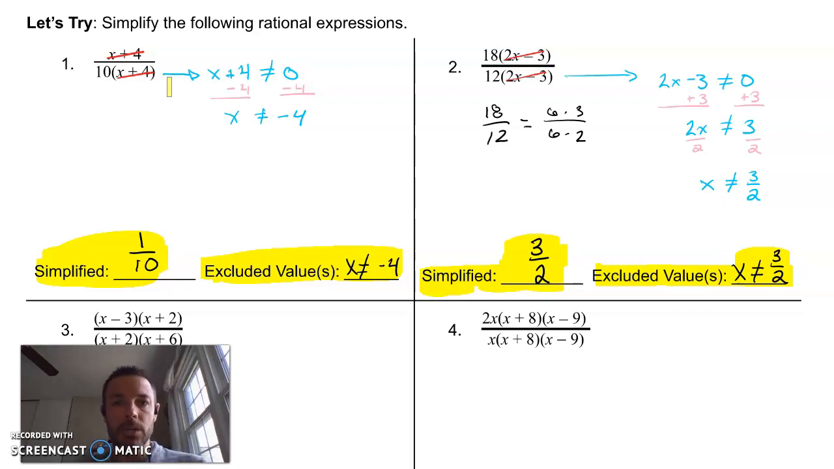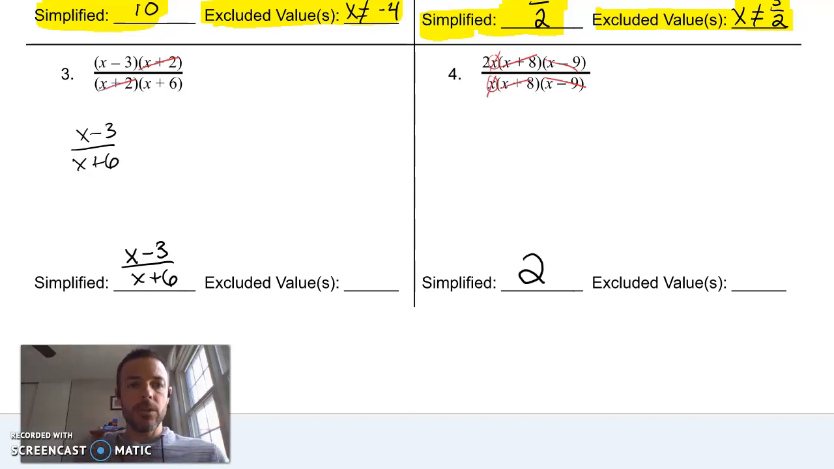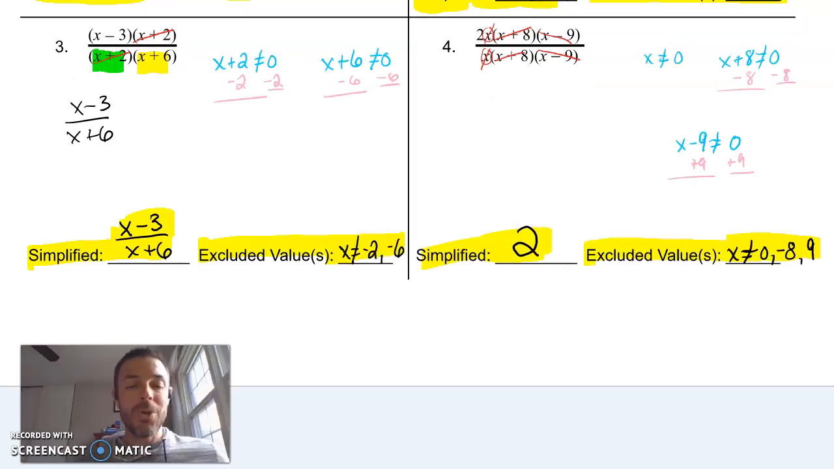Can there ever be more than one excluded value? Absolutely. And that's why we have examples 3 and 4 here. Simplifying them doesn't change. Even though x plus 2 isn't directly over it, it's multiplication, so it doesn't matter which way we multiply. 2 times 5 is the same as 5 times 2. Those still cancel. We get x minus 3 over x plus 6. Here, x plus 8 cancels, x minus 9 cancels, and the x's cancel. So since we had x plus 2 and x plus 6 in the denominator, I have to solve for both of them possibly being equal to 0. Same thing with number 4, so I can have multiple excluded values.